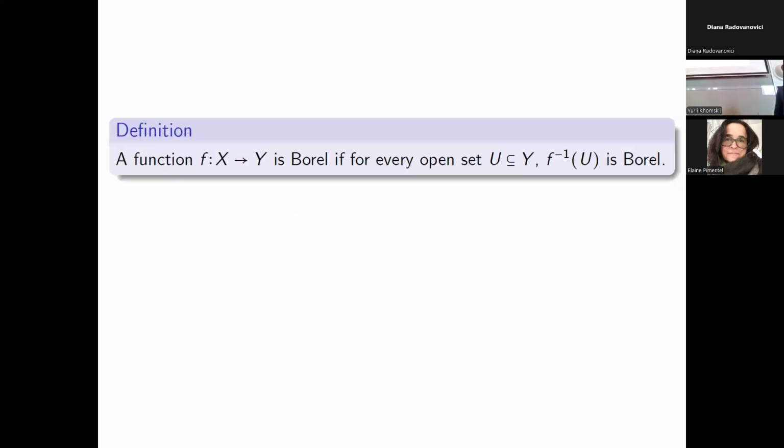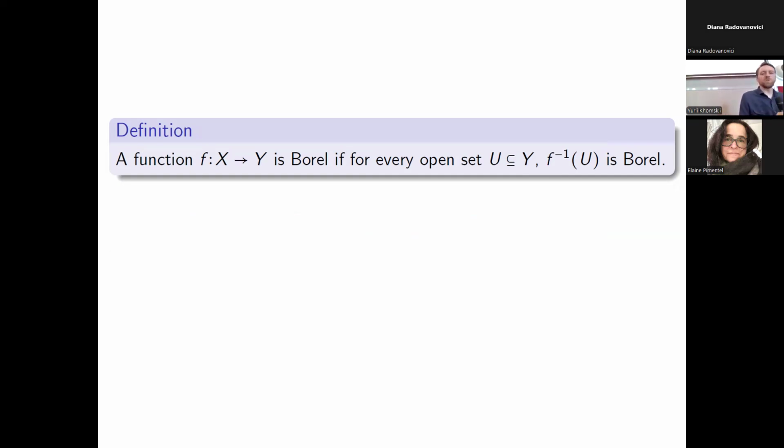Okay, so a function is going to be Borel if the inverse image of the open sets are Borel. So if you're continuous, that's the inverse image of open sets are open. So every continuous thing is Borel, but Borel things, you're just allowed something a little more complicated.